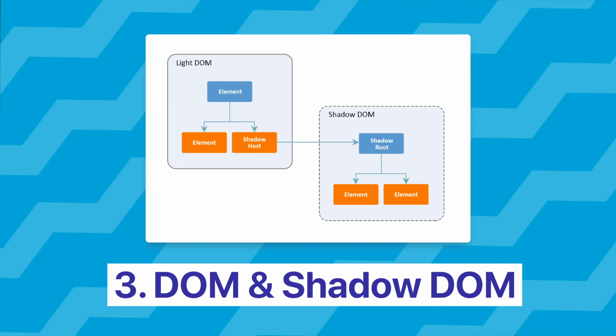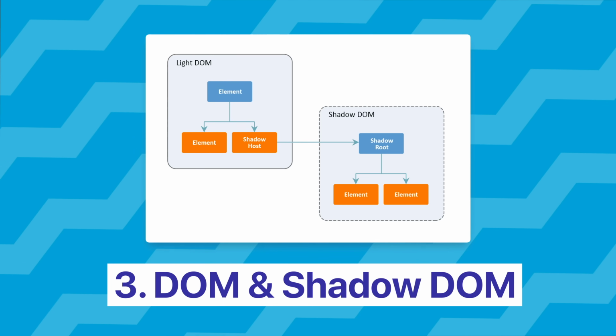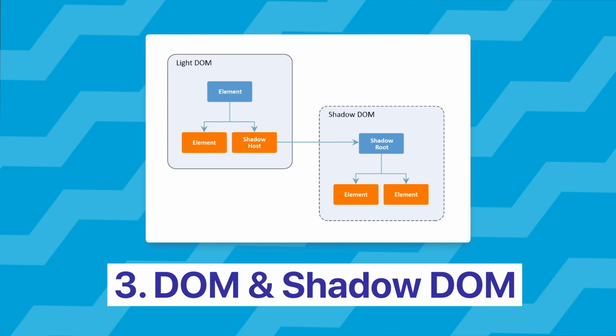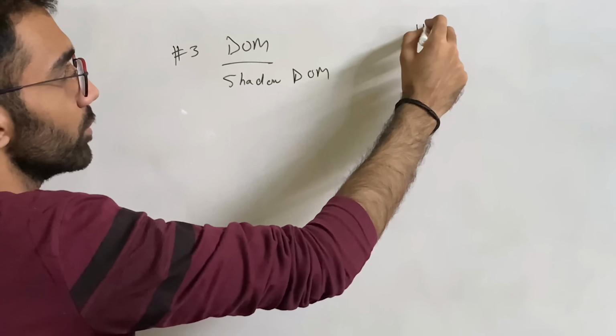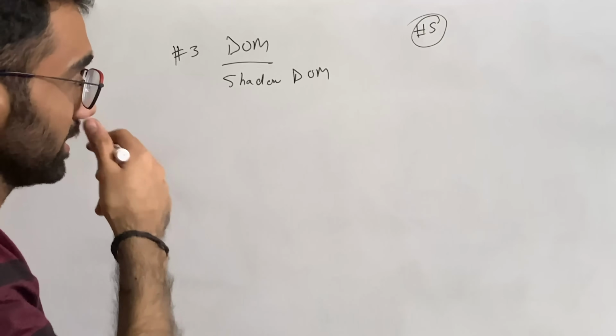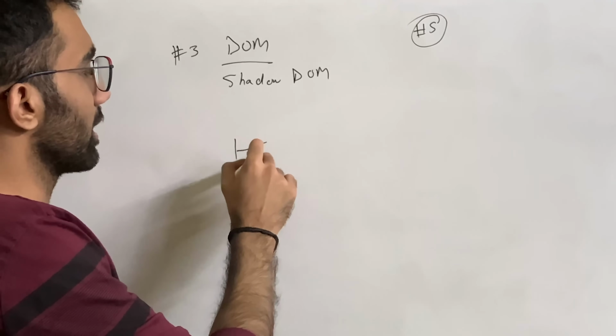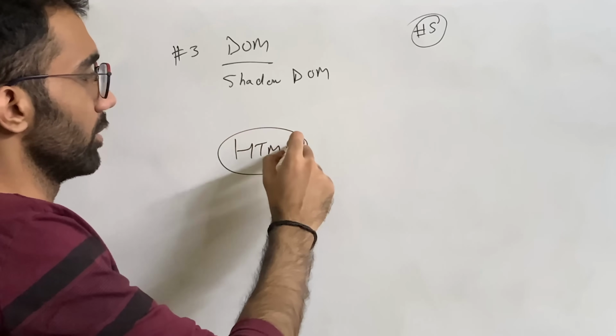My third tip is around things like the document object model and the shadow DOM, which is also becoming very popular, especially with our number 5 thing, which we will discuss. So hold on to that. But DOM and shadow DOM, these are like 2-3 concepts which are constructed out of your HTML document.